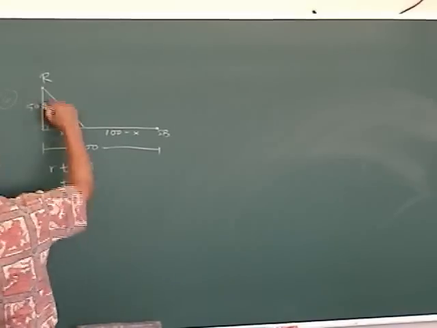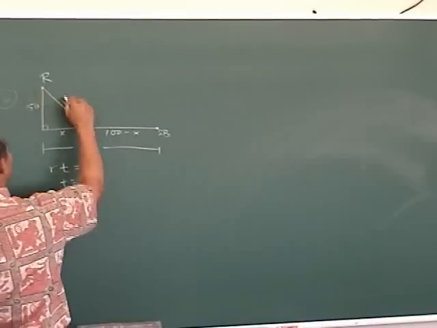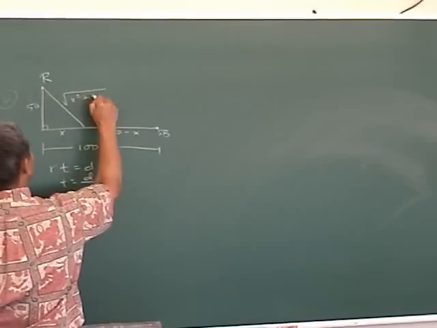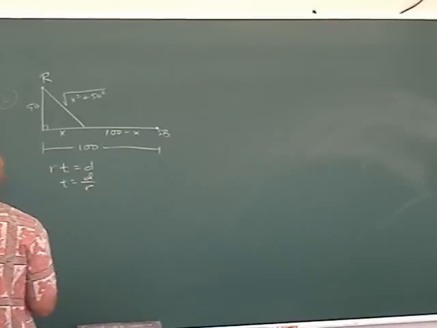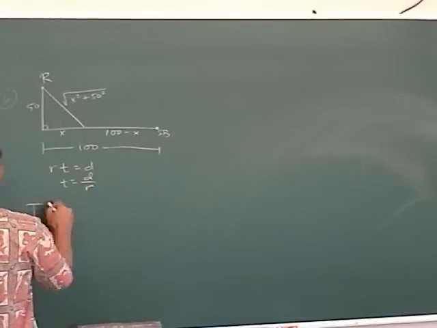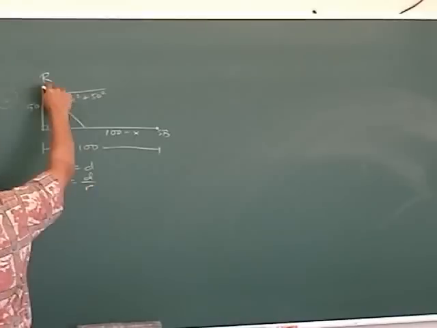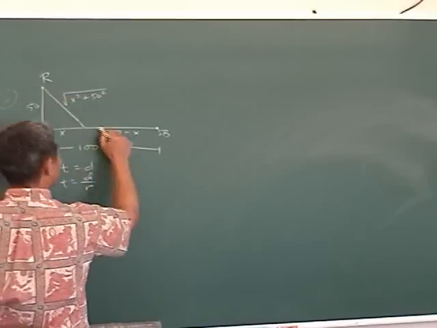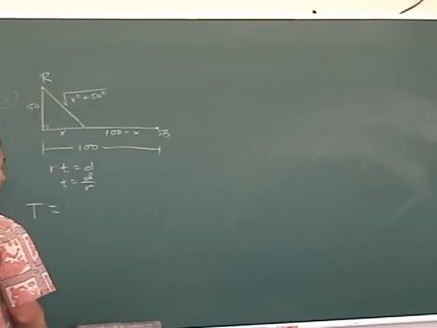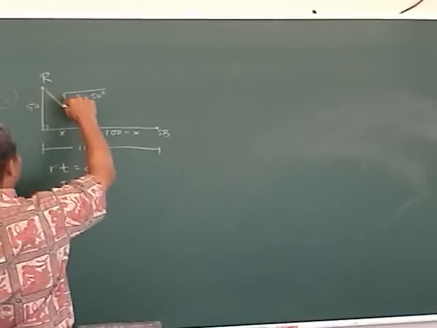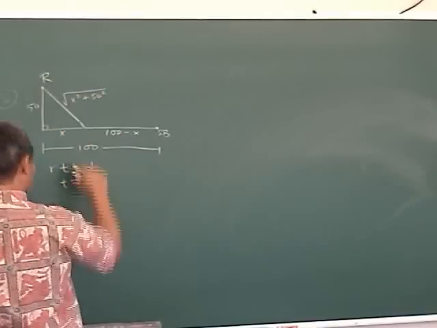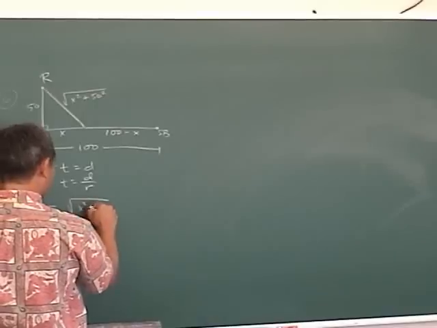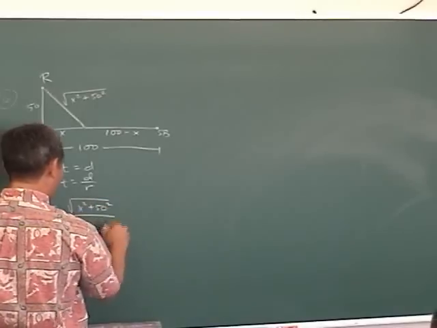So right here you have a right triangle. If this is x and 50, wouldn't this be the square root of x squared plus 50 squared using the Pythagorean theorem? So the total time would be the time spent swimming plus the time that you spent running, right? So what's the time that you spent swimming? It would be the distance, which is this, divided by the rate. How fast can you swim?